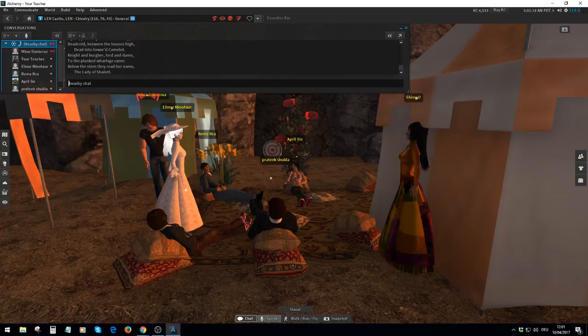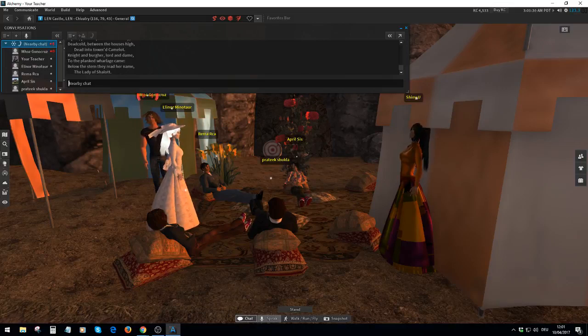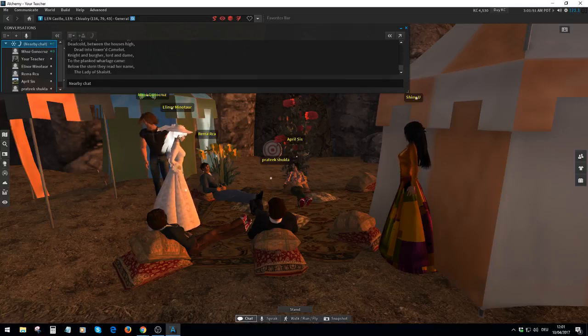Thank you, Lynn. Under a tower and balcony, by garden wall and gallery, a pale corpse, she floated by, dead cold, between the houses high, dead into towered Camelot. Knight and burgher, lord and dame, to the planked wharfage came. Below the stern they read her name, the Lady of Shalott.